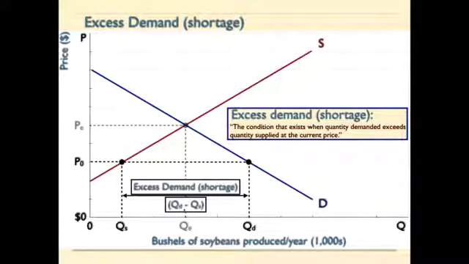quantity supplied. So at that particular price, let's say, people want to purchase 10,000 units of soybeans in a particular year, but soybean farmers only want to produce 1,000 units. So the quantity demanded is equal to 10,000, the quantity supplied is equal to 1,000. That means the excess demand or the shortage is equal to 9,000 units.